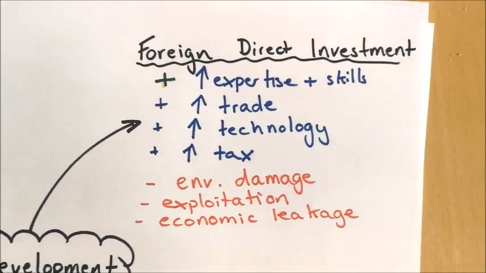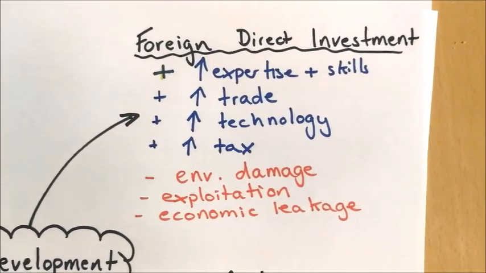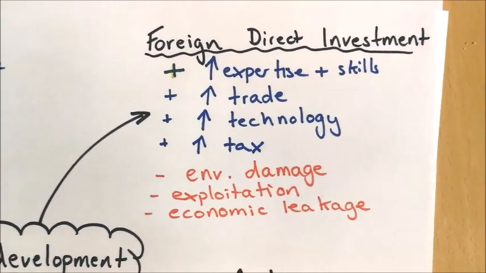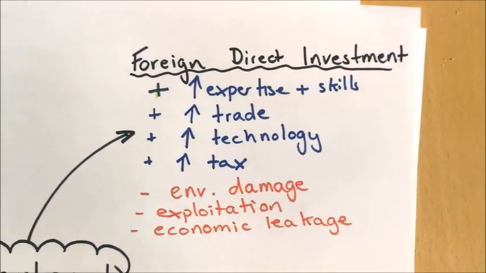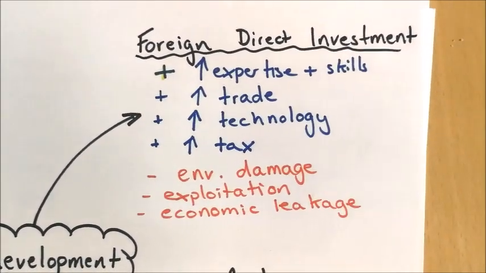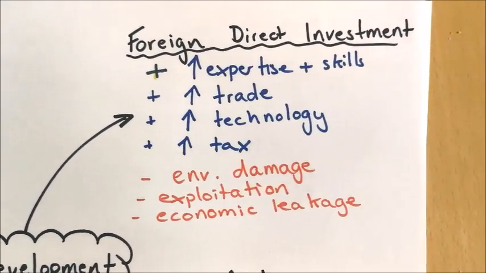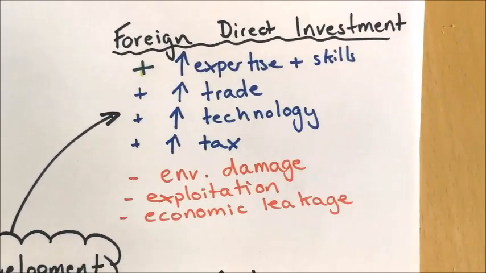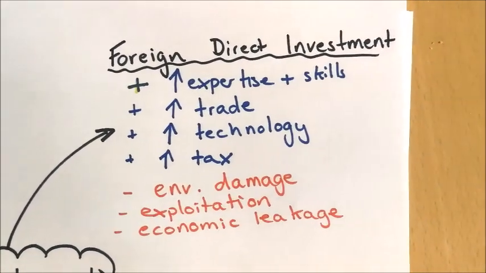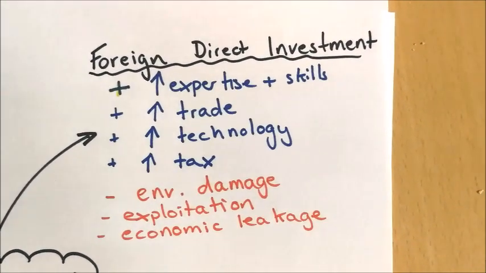That links into that sort of third point as well, and the fourth point about increasing tax income. If you've got more trade, you've got better paid jobs, you've got large companies such as Apple operating in your country, you're also going to receive increased tax income from that money that's been made by the company, by the workers. As a result of that, you're going to be able to have more money to invest in things like improving education and healthcare. However, there are major concerns behind foreign direct investment.